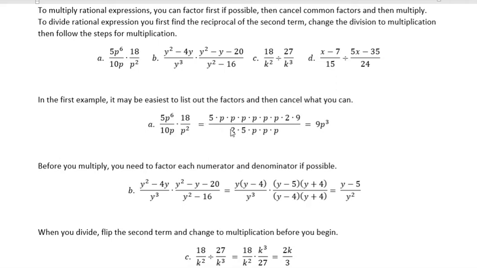So the 5's go and the 2's go. I have the 9 left. And then up on top I had 6 p's. These 3 p's will cancel 3 of those. And there would be 3 left. So we have 9p to the third. On the bottom we don't have anything left. We really do have a 1 left, but we don't need to write it. So 9p to the third over 1 would be equivalent but not necessary.